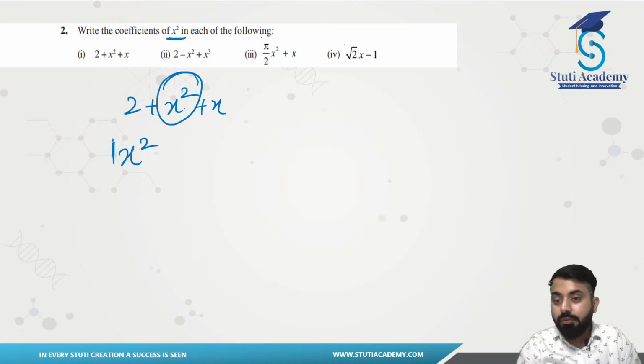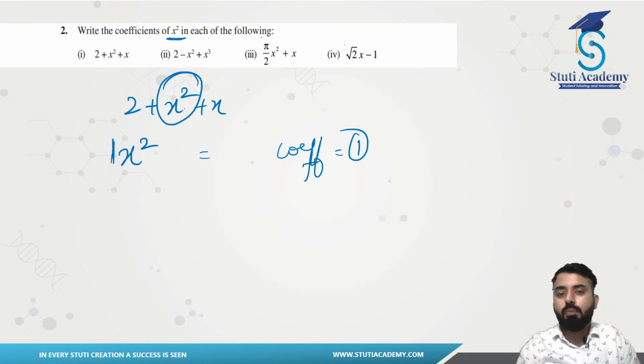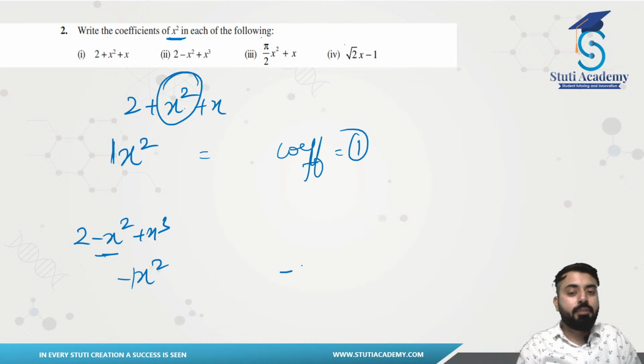We don't have any coefficient with it. So that means its coefficient is what? Coefficient is 1. In this case, we have what? 2 minus x square plus x cube. You guys see, this is the term which is negative x square. We do not have any coefficient. That means we have a 1 here. So coefficient will be what? It will be a negative 1, right?